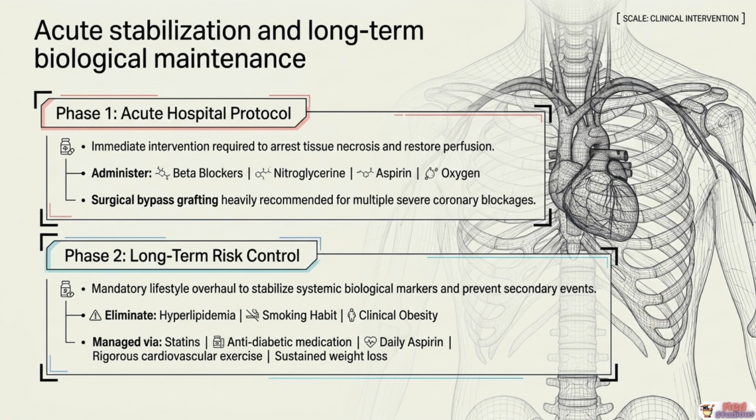In severe cases of multi-vessel blockages, emergency surgical intervention via a coronary artery bypass graft is performed to physically reroute blood flow. Once stable, the patient enters Phase 2, long-term biological maintenance and risk control. This phase involves aggressive, permanent lifestyle and pharmacological changes designed to stabilize biomarkers and prevent secondary events.